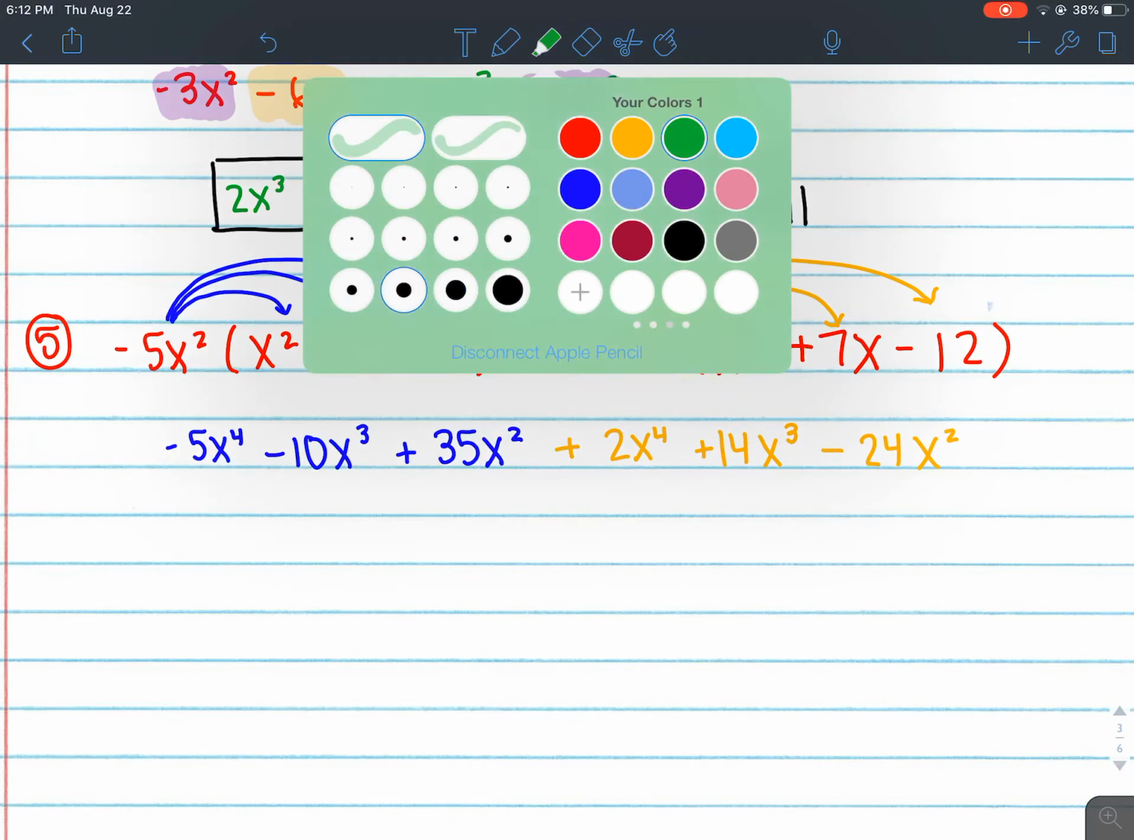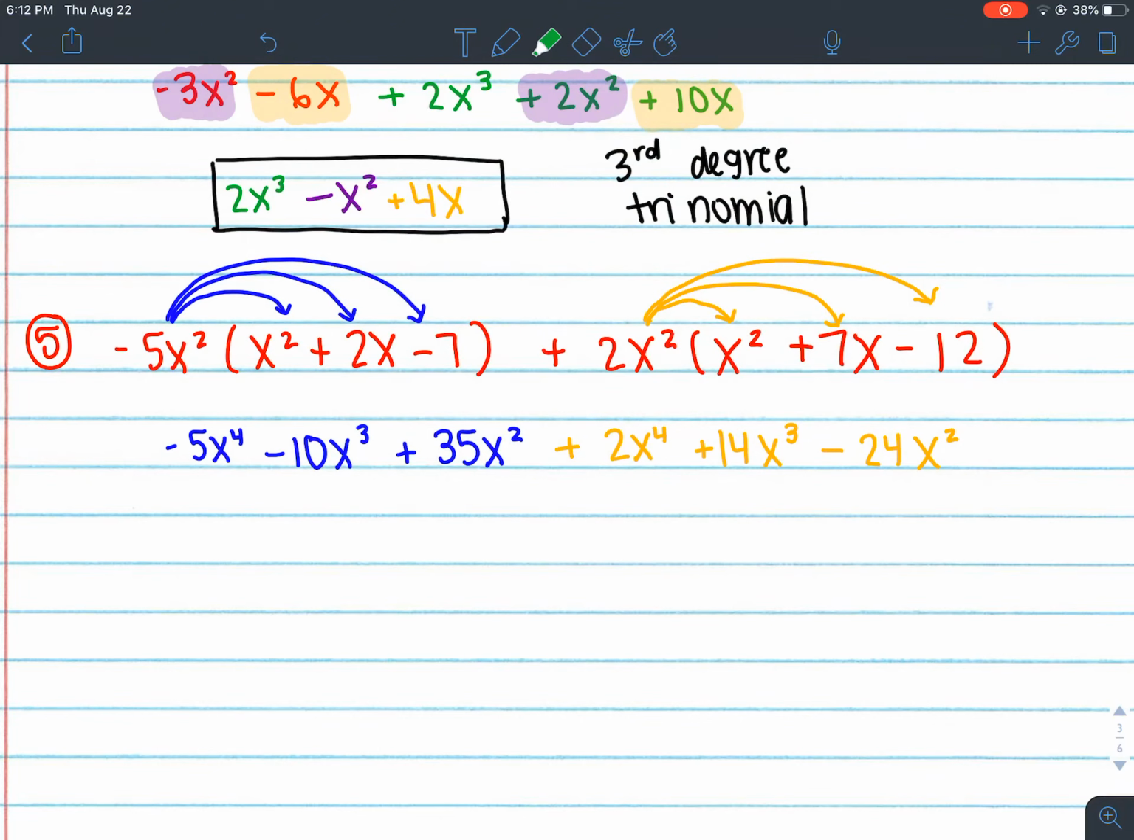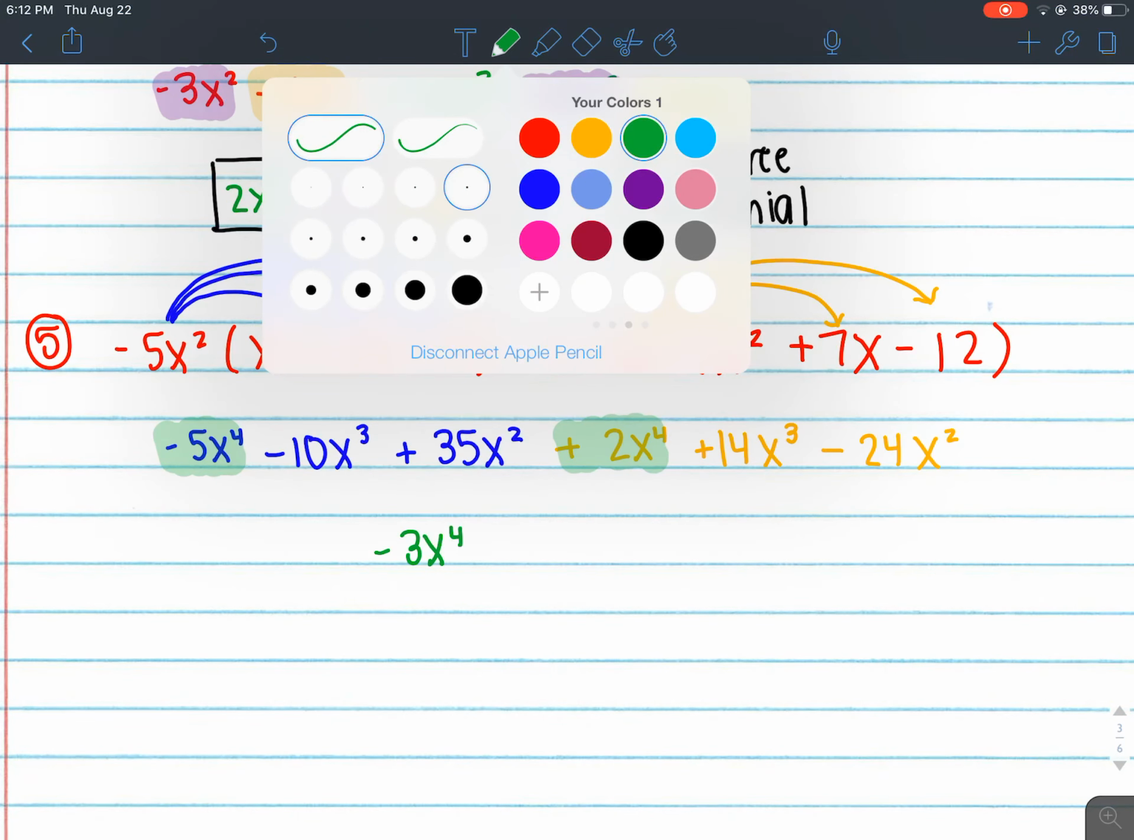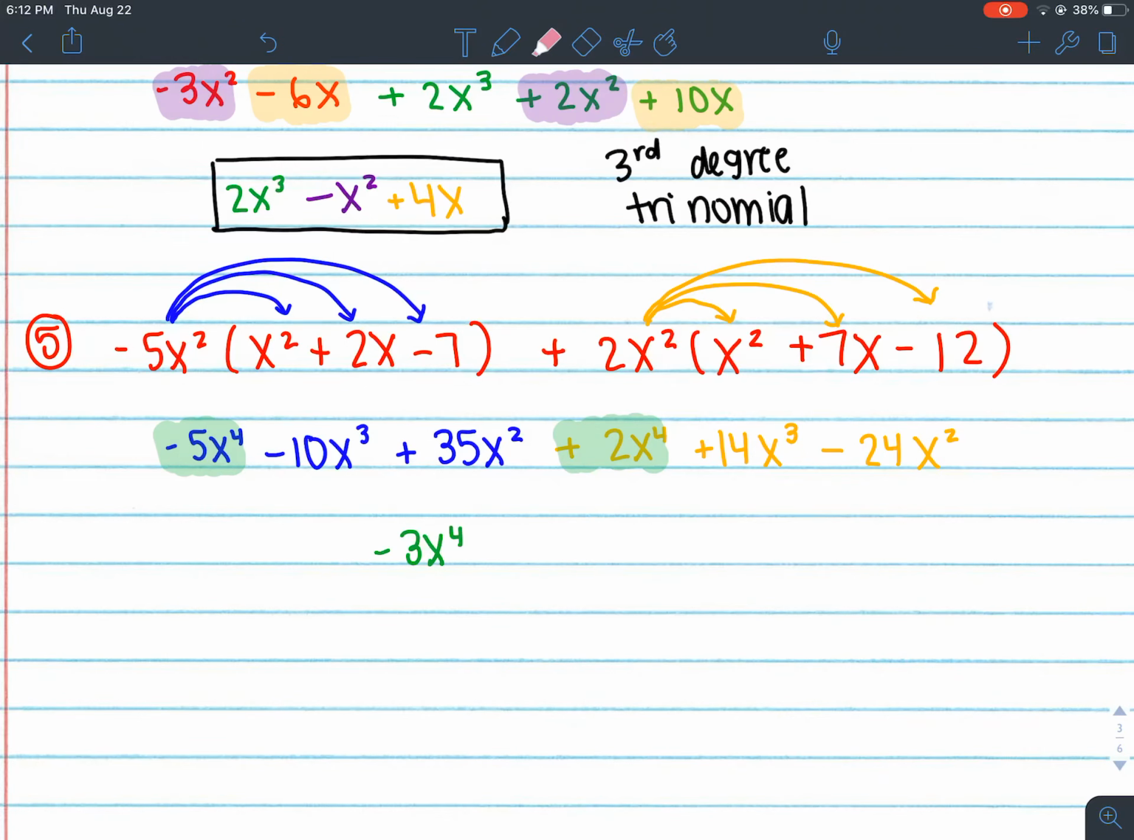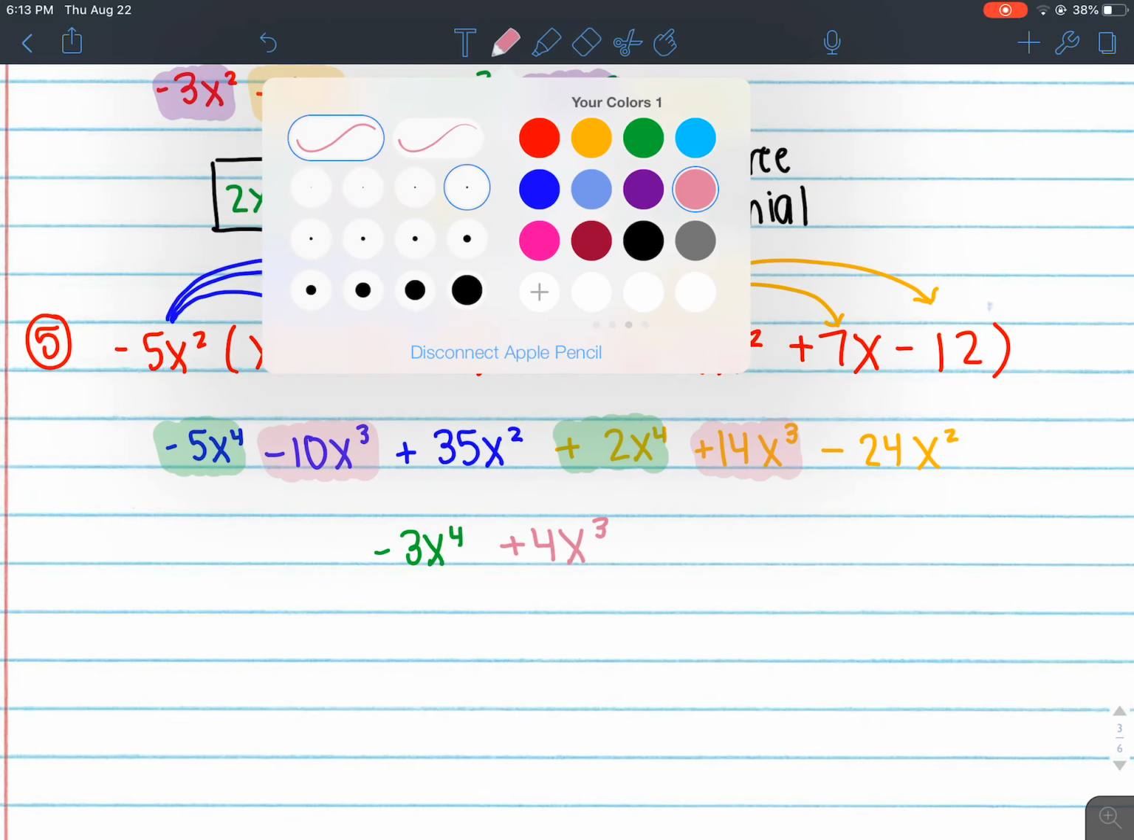All right, let's look for some like terms. I want to start with the highest exponent. So the highest exponent I see is a 4. So this one and then this one. Negative 5x to the 4th plus 2x to the 4th is negative 3x to the 4th. The next highest exponent is a 3, so negative 10x cubed plus 14x cubed is going to be plus 4x cubed, because negative 10 plus 14 is 4.